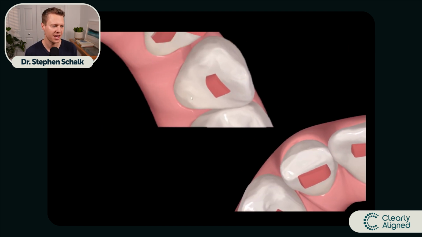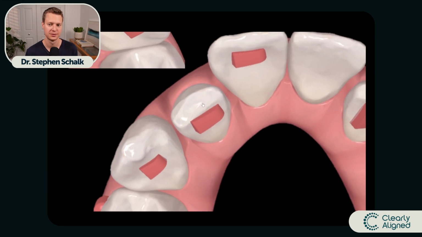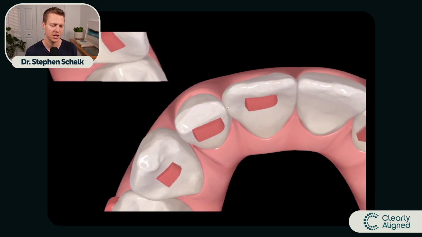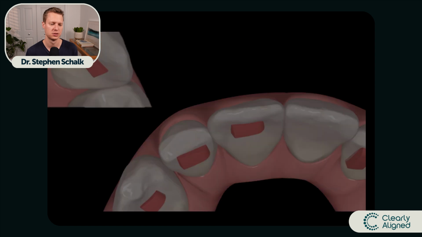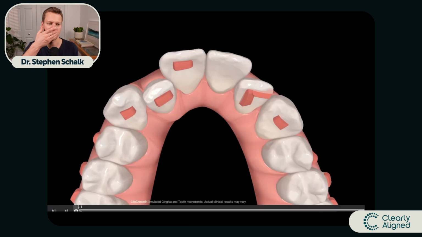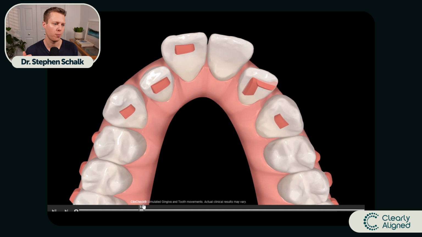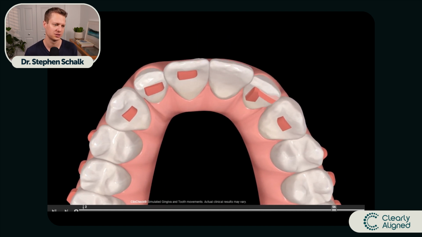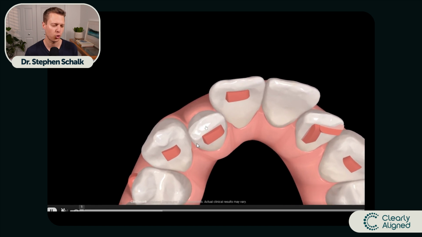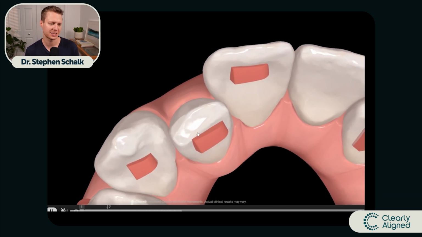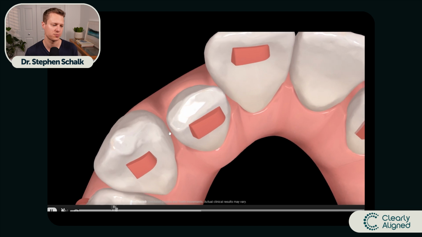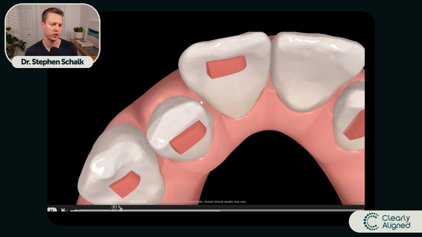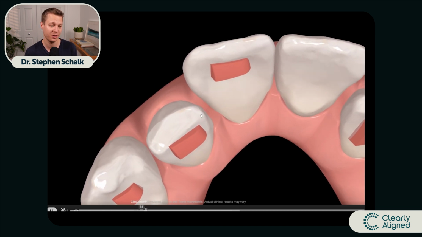And then, only then, from this spot here to our final position, that space can close. Let's look at the actual ClinCheck. So first, we open space, then the tooth moves to the buccal, and then that space closes. Again, this is quite exaggerated because we asked for 1 full millimeter of space between those teeth, which we could have done maybe 0.5 millimeters instead.